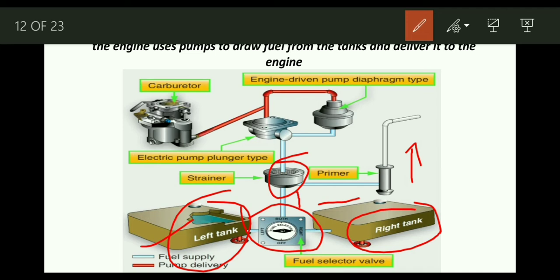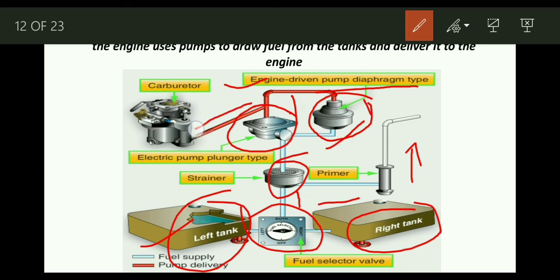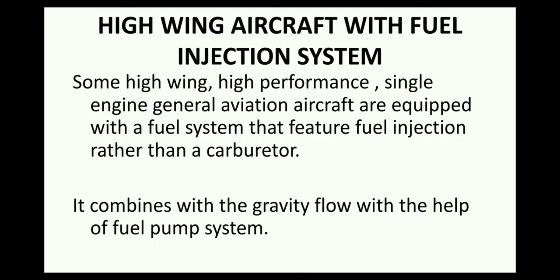After that we come to the engine driven fuel pump, diaphragm type. This is one type of pump, and this is another type, the electric pump. Why are there two types of pumps? Because if the engine driven pump fails, then we use the other type of pump, the electric plunger pump. Then after that we come to the carburetor, and this is the whole example of how the pump feed system works.